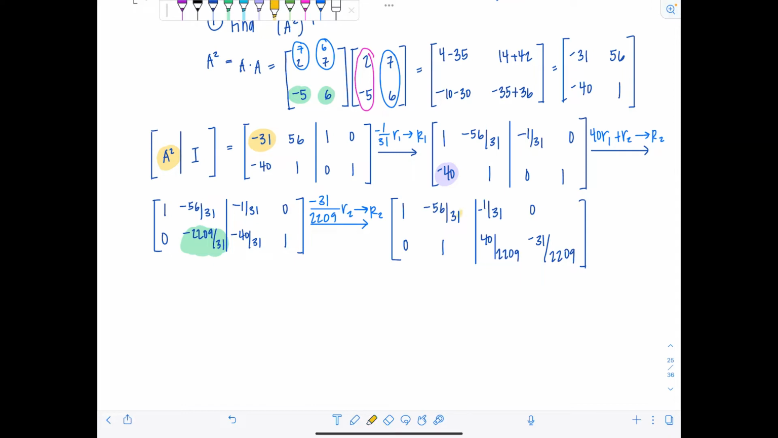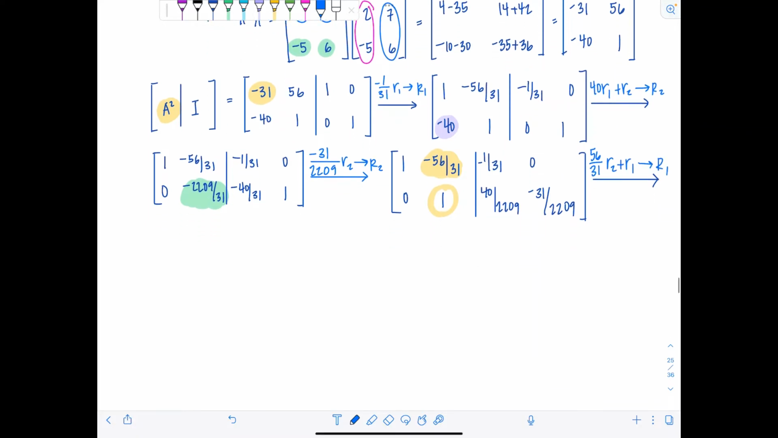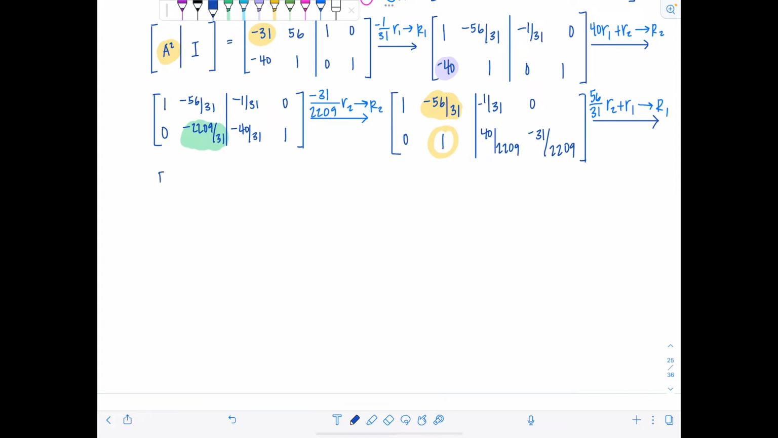Last thing is we need to make this entry a 0 using the pivot that we just created. So let's see, what would we do? Well, I would take 56 over 31 times row 2, add it to row 1, and that will be my new row 1. And then we should be done. Okay. So let's see, now we have 1, 0, 1 over 2,209 and negative 56 over 2,209. 0, 1, 40 over 2,209, and negative 31 over 2,209.